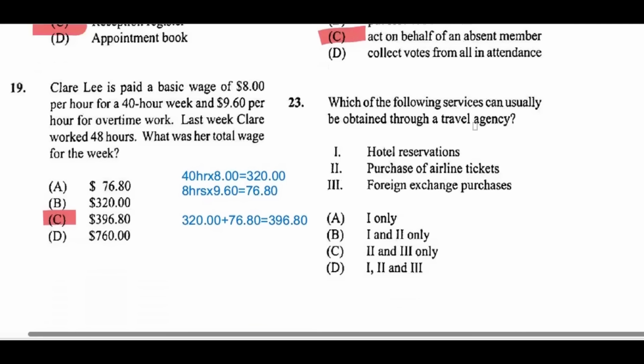23. Which of the following services can usually be obtained through a travel agency? This is a new question. Hotel reservations, yes. Purchase of airline tickets, yes. Foreign exchange. So the answer is 1, 2, and 3.